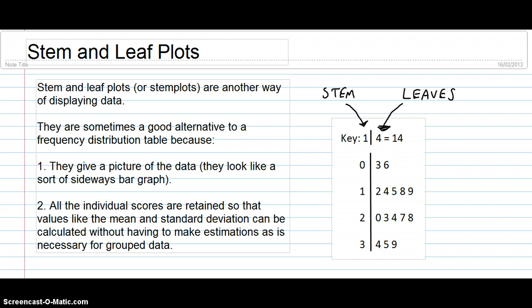Here's the short first bar, and then there's two bigger bars and a slightly shorter bar at the end. So that's one thing, it gives you a picture, and also all the individual scores are retained. We can actually get all the individual scores from this data. Here's 3, here's 6, 12, 14, 15, and so on, without having to make any estimations. So that's going to help us when we're working out things like the mean and the standard deviation, where we need to know individual scores.